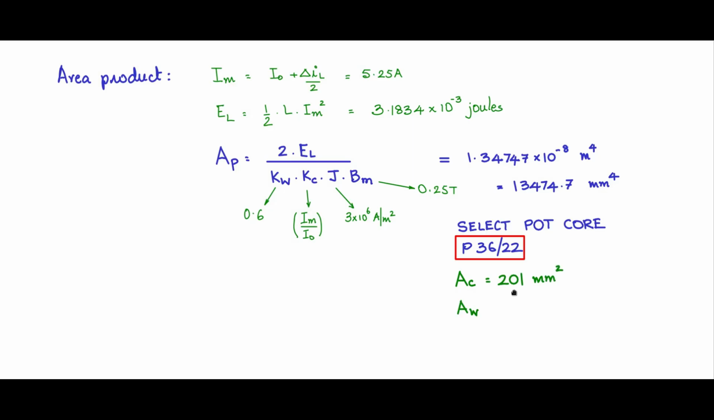Core cross-section area of 201 mm square, window area of 101 mm square, total area product, which is the multiplication of this, is 20100 mm to the power of 4, and Lm, that is the mean magnetic length, 53.2 mm. So these are the parameters for the selected core, which is the pot core P36 bar 22.